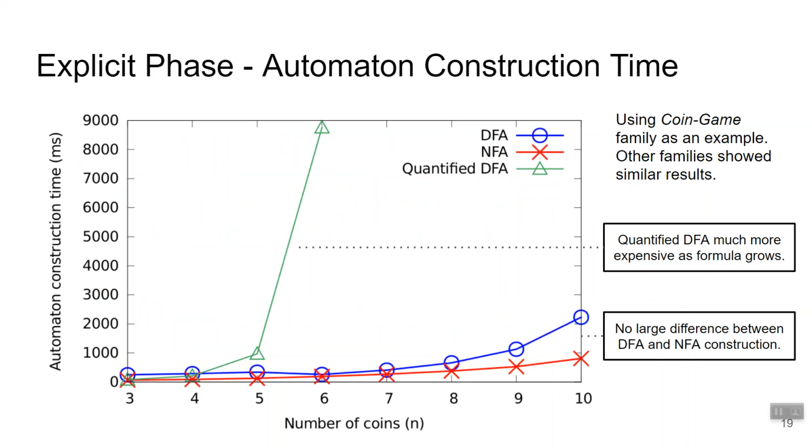I'll show results for the coin game benchmark family as an example, but essentially the same conclusions were obtained from the other two families as well. Starting with the explicit phase, in this first plot, we show the construction time of the explicit automaton as the size of the formula grows with a parameter n. The first thing we notice is that the quantified DFA is much more expensive to construct. But interestingly, when looking at the other two cases, the cost of constructing the DFA is not much larger than constructing the NFA, even though according to the theoretical analysis, there should be an exponential gap between the two.